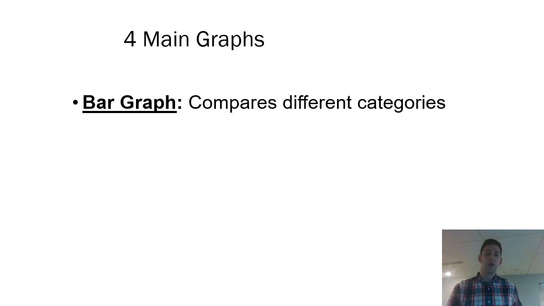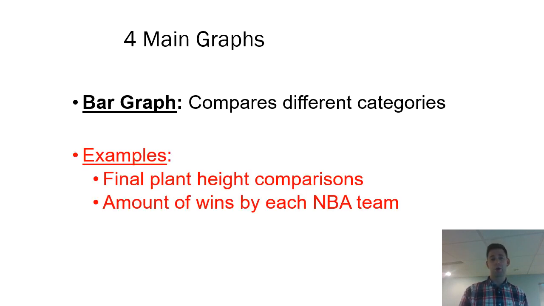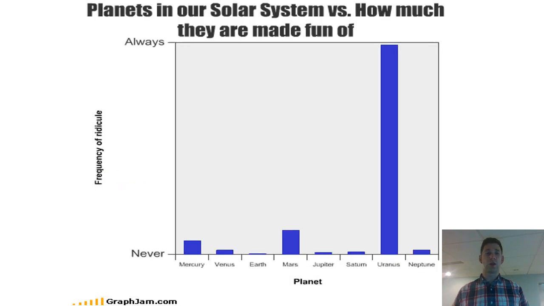Anytime you're just simply comparing categories, comparing values between different categories, a bar graph is most appropriate. Examples here would be if you grew different plants and wanted to measure their final heights, if you were graphing the amount of wins of the different NBA teams, that would all make sense to use the bar graph. Here we have the category is the 8 different planets in our solar system. The dependent variable is frequency of ridicule, how often these planets are made fun of. You can see there's a clear winner.